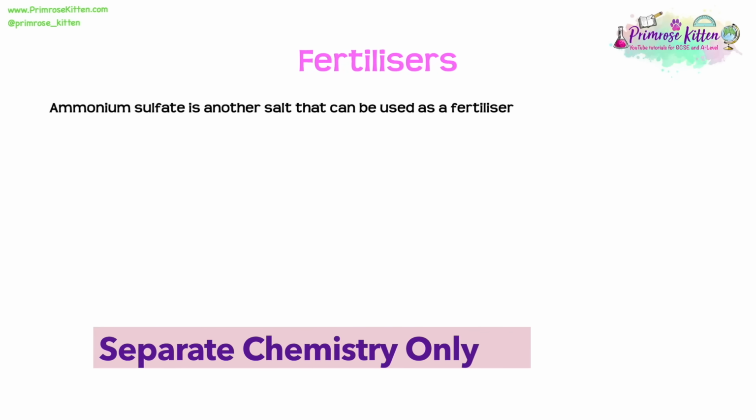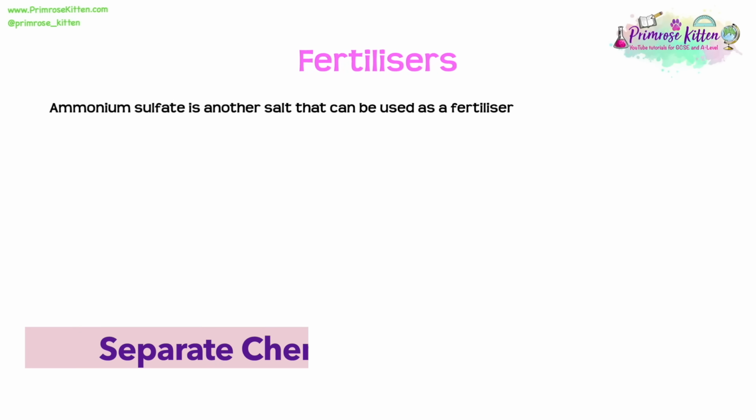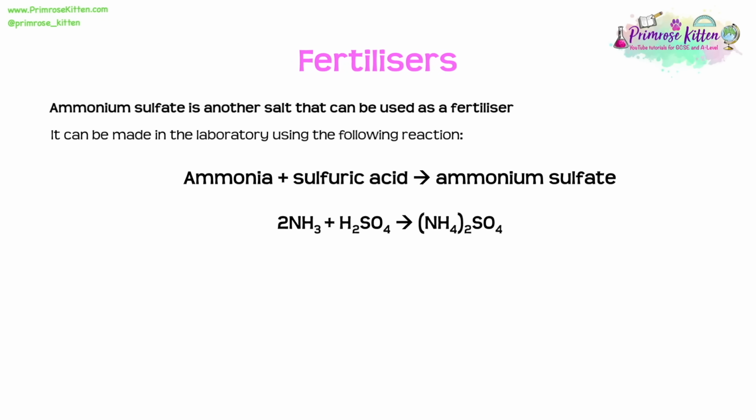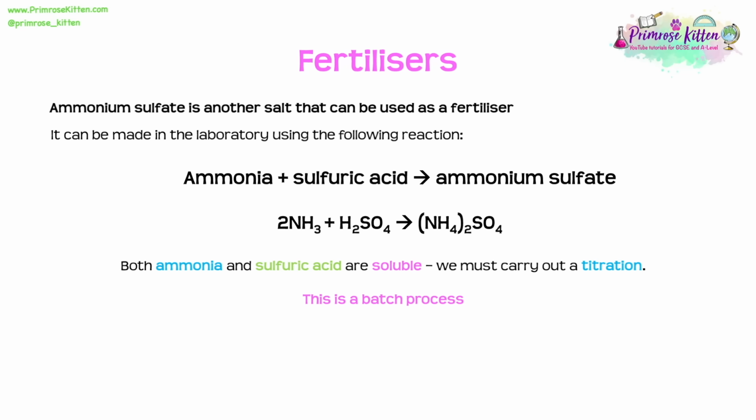Now, ammonium sulfate is another salt that can be used as a fertiliser. We can make this in the lab using the following reaction. So ammonia plus sulfuric acid makes ammonium sulfate. Now, in this case, because both the ammonia and the sulfuric acid are soluble, in order to make ammonium sulfate, we must carry out a titration. Now, this process in the lab is a batch process, which means that we're just making small amounts of ammonium sulfate at a time, and after each process, we'll have to clean out all of our apparatus and start again.